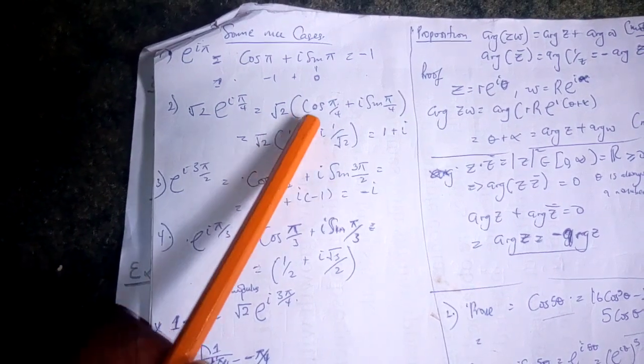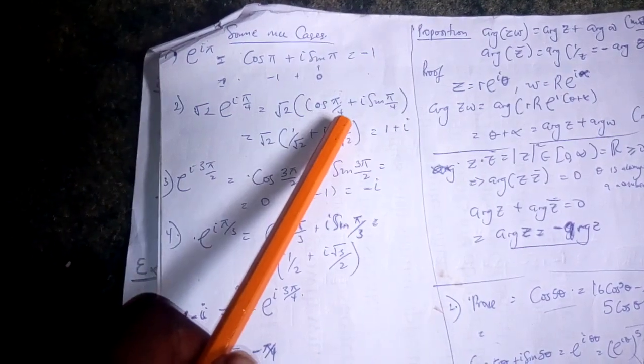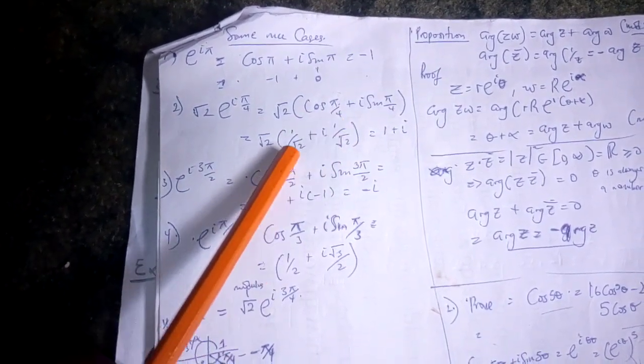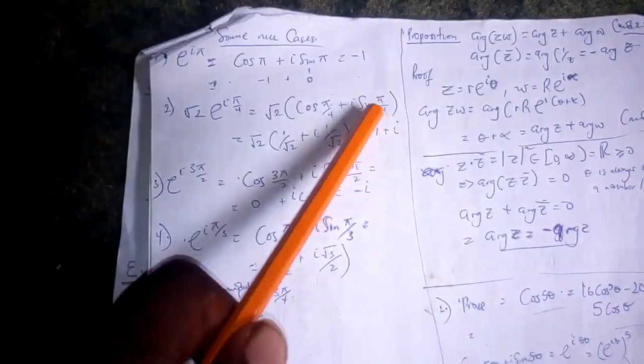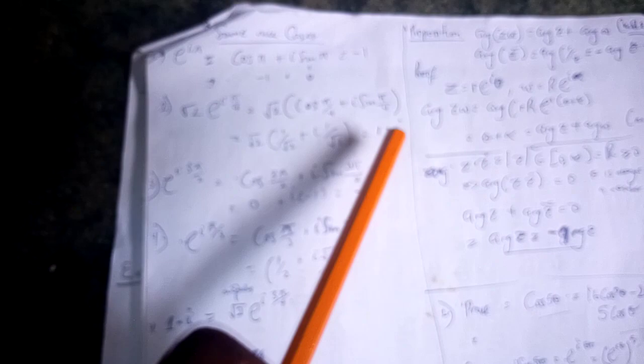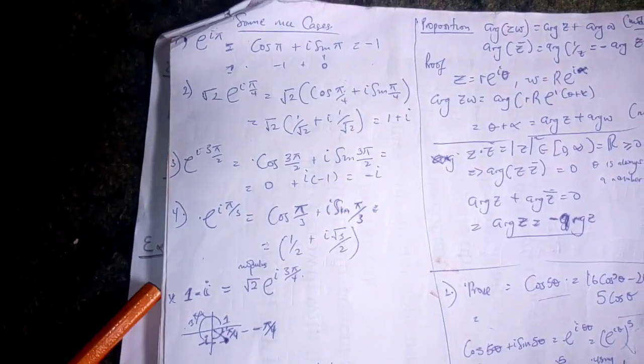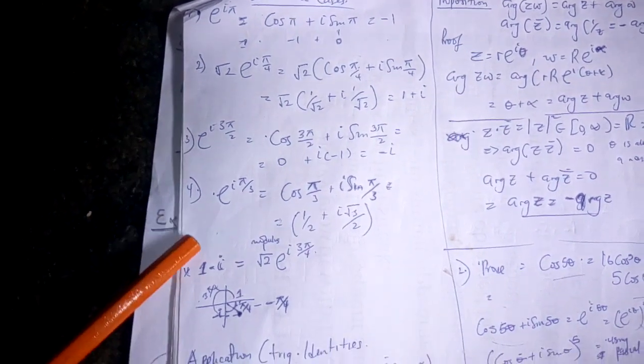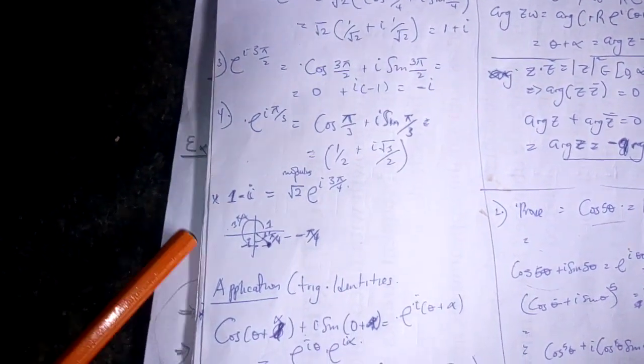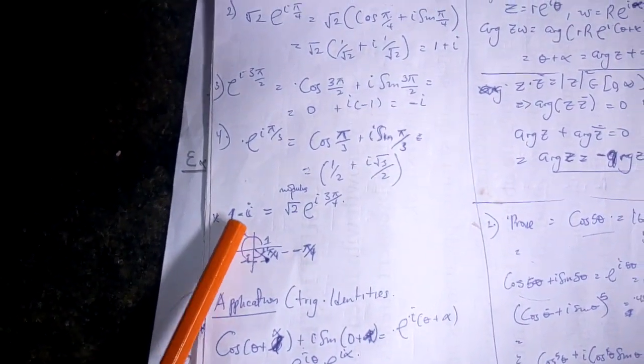So now cos pi over 4 is what? 1 over root 2. Sine pi over 4 is 1 over root 2. So multiplying root 2, you have what? 1 plus I. So you also have some nice examples here which you can also check out on your own, and you can also go through them. So you also have something like this also.